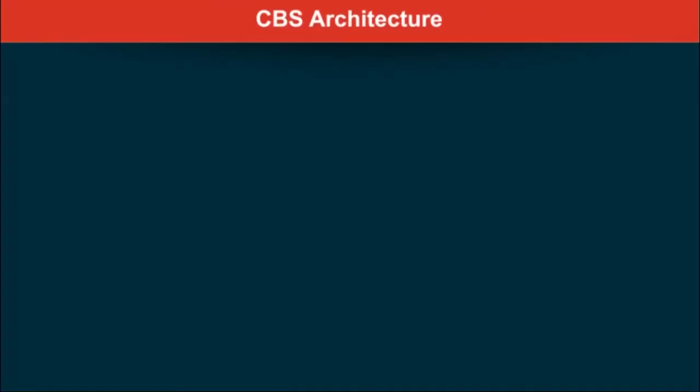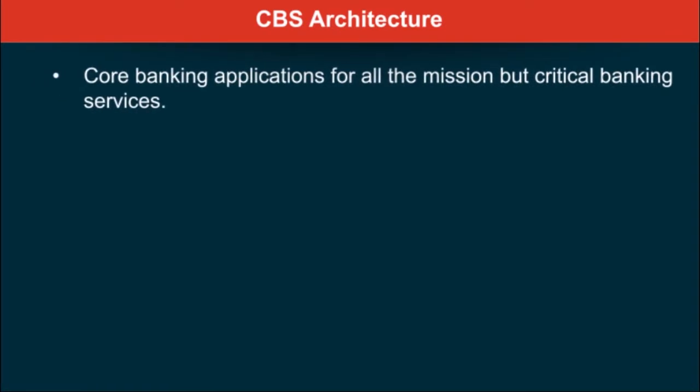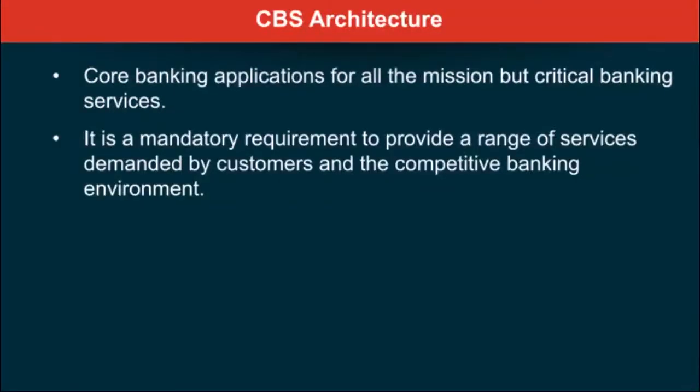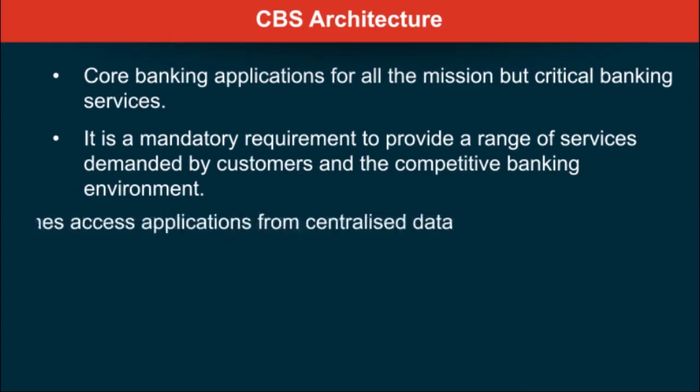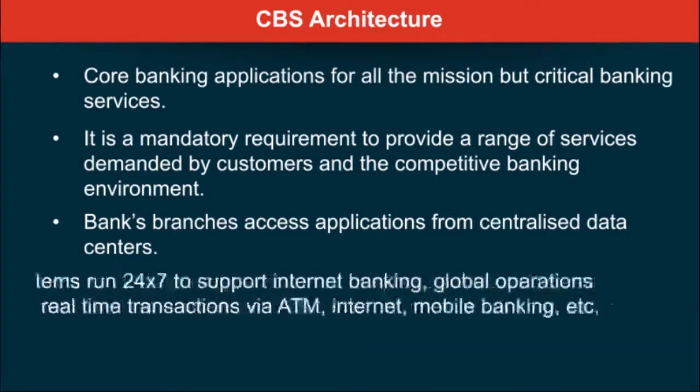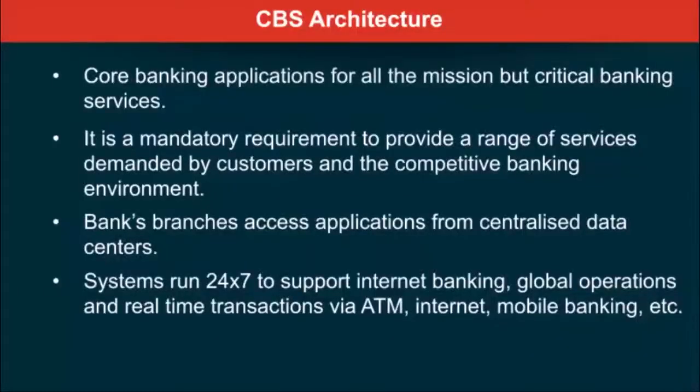CBS architecture, what does it have? Basically, core banking application. And that is critical for banking services. It's a mandatory requirement to provide a range of services. You know, all customers are to be given certain services without fail. Who says so? RBI says so. And the bank's branches access these applications from that centralized database. And these systems have to run 24/7 because even if you go to an ATM in the middle of the night, you should be able to get money. Similar is the case for internet banking or global operations.